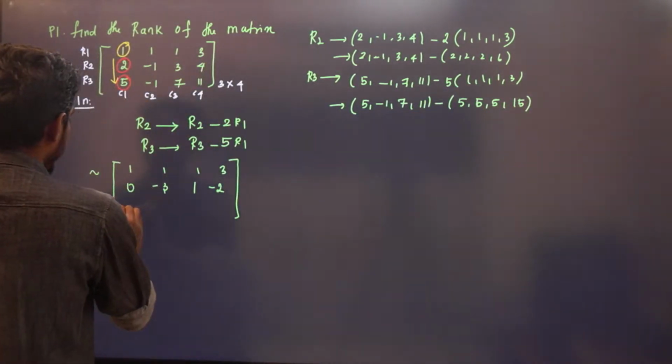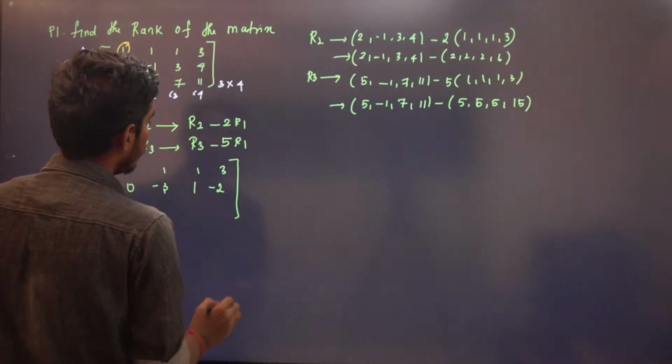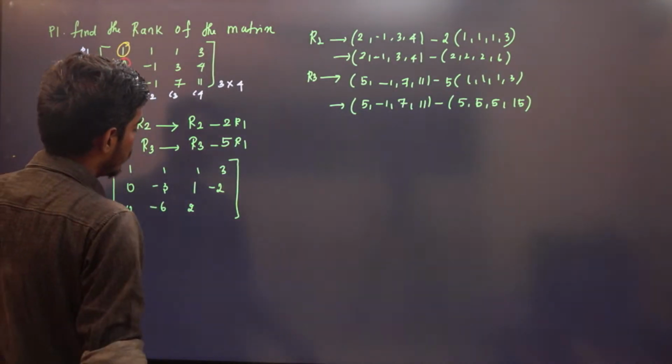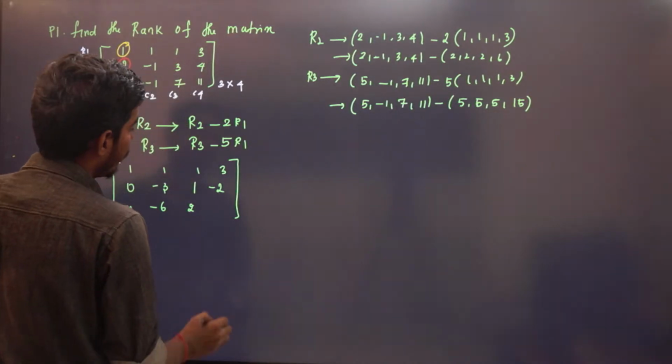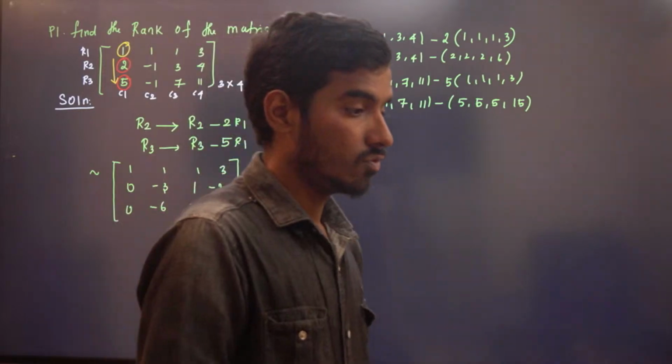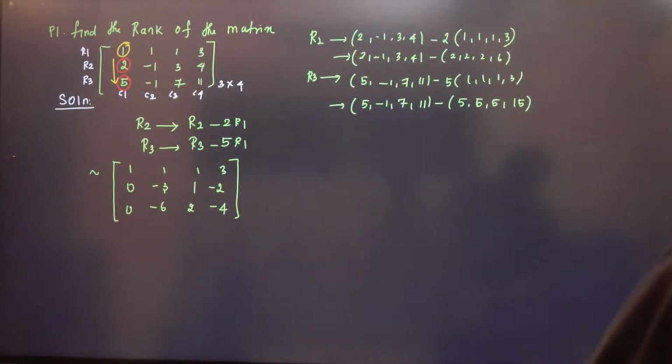So 5 minus 5 is 0. Minus 1 minus 5 is minus 6. 7 minus 5 is 2. 11 minus 15 is minus 4. Is it clear? Now the first step is completed.